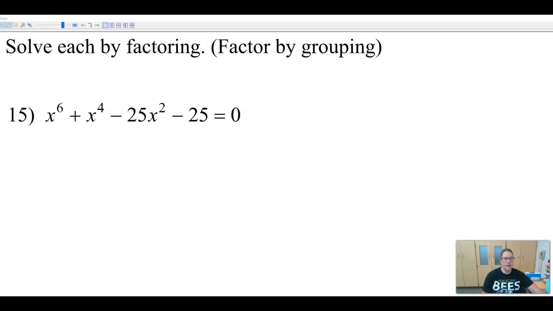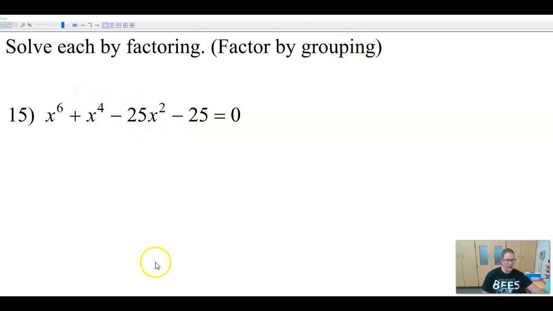All right, so in this video, we're going to factor by grouping. This is going to help you with the last section on O3 Part 2, the Solving Rational Equations worksheet. At the bottom, there's a section that says solve each by factoring, and in parentheses, factor by grouping.